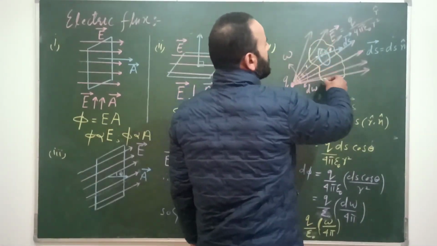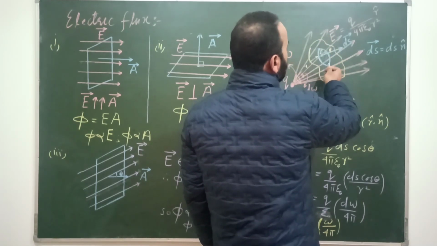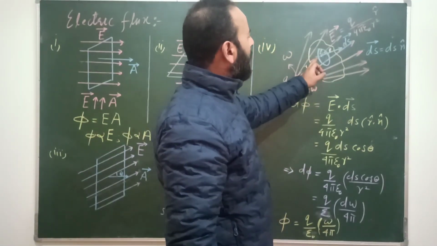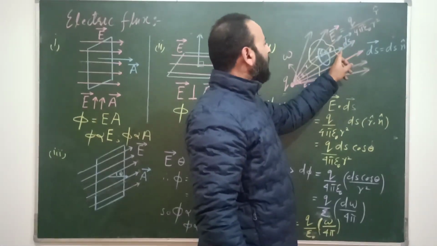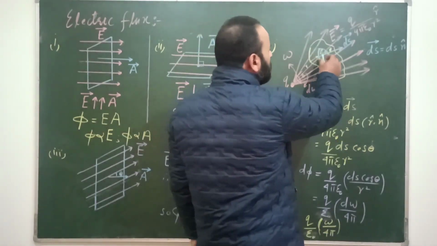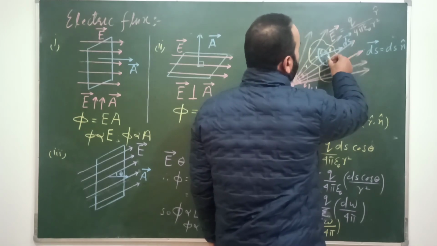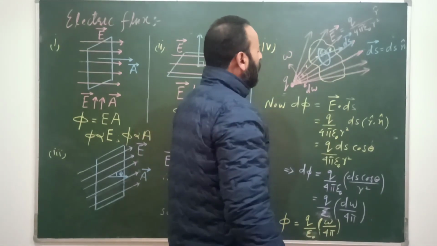I have taken here a surface S, and this surface S is also not plane. So what I do in this case, I consider a small differential element of the area of this surface, such that the electric field through this area element is uniform, right?